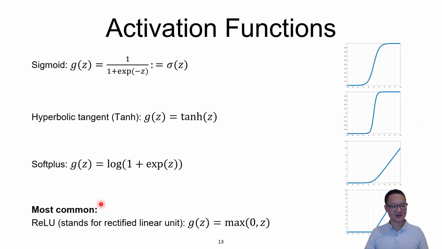And probably the most common nowadays is the rectified linear unit, or ReLU. This function is basically g of z equals max of 0 comma z. If the input is less than 0, then 0 is the bigger of the two, so the result would be 0. If you input something greater than or equal to 0, then the maximum between 0 and that input will be that input. So you just get a linear function with slope 1.